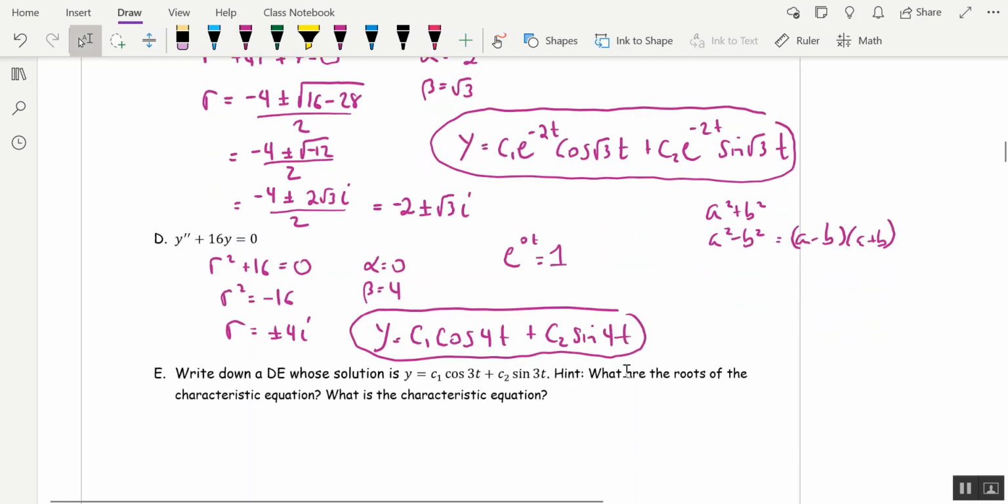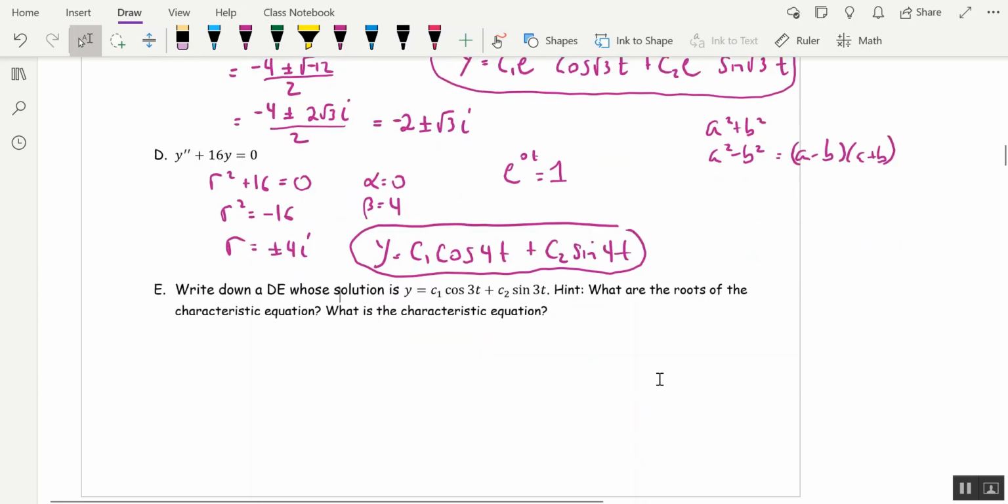Okay, next one's a little different. Write down a DE whose solution is this. To help you do that, I'm going to do this in steps. What are the roots of the characteristic equation? That's step 1. What is the characteristic equation? That's step 2. Once we know the characteristic equation, we can write down the DE. So let's start with the roots.